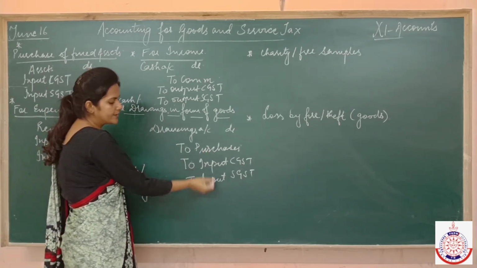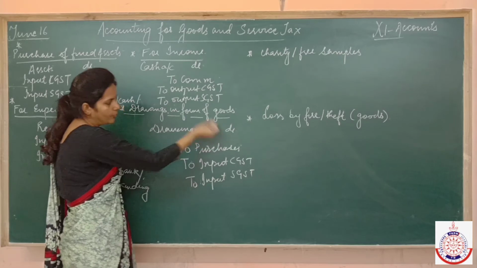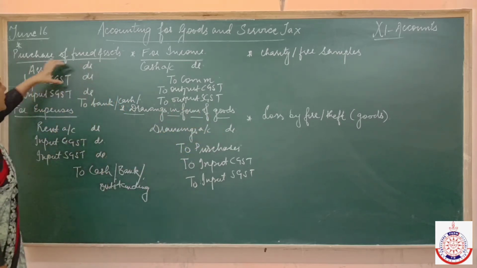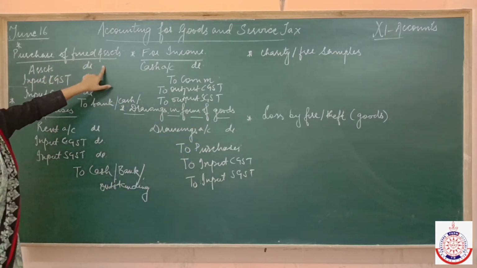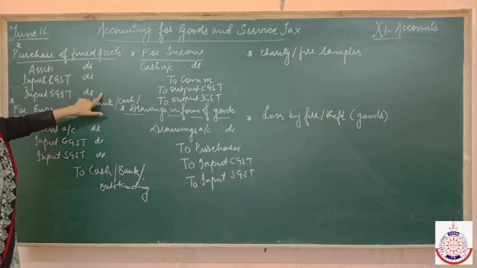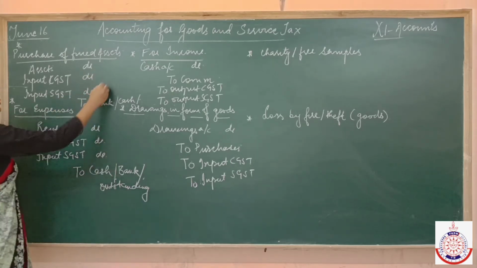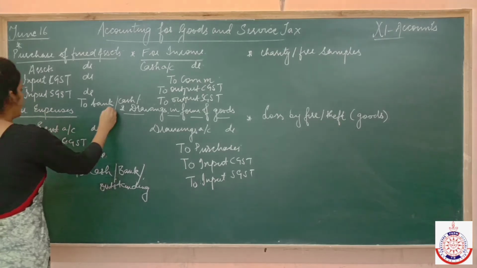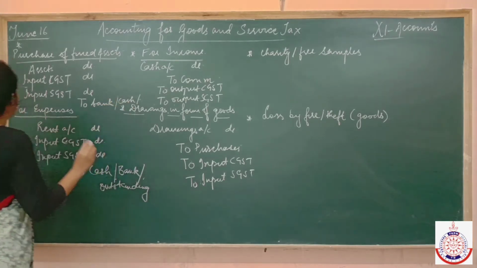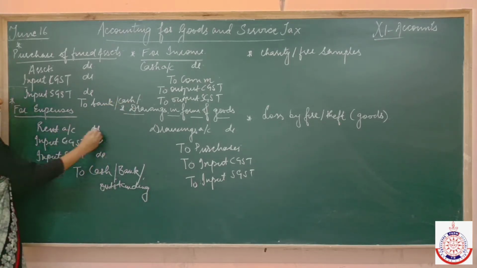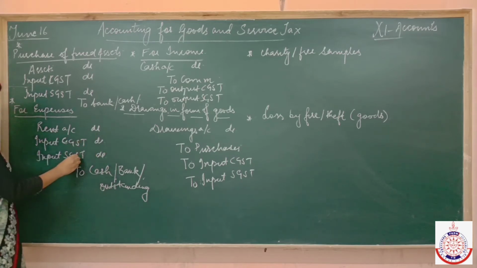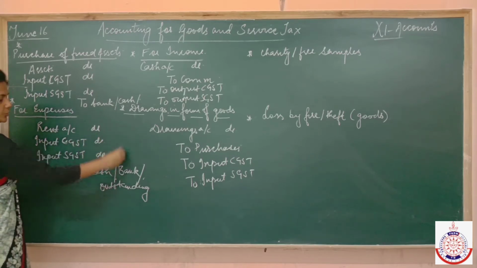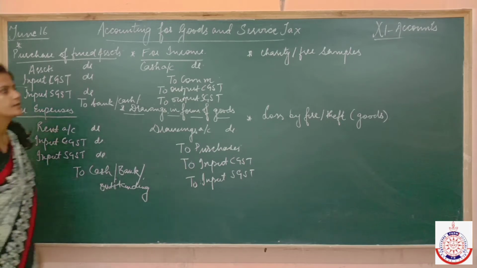This way we have to pass the entry, and the amount of purchases will be written on the credit side, and their total will be on the debit side. In this case also, the total of this amount debit side, this amount debit side, and this amount will also be on debit side, and their total will be written in the credit column against cash, bank or something. Now for expenses, rent we are writing on the debit side, input CGST, SGST we are writing on the debit side, and their total will be written on the credit side.